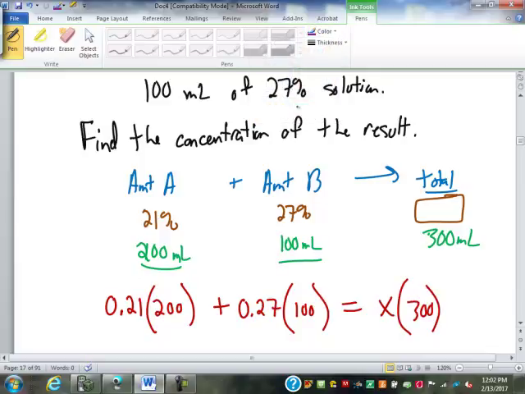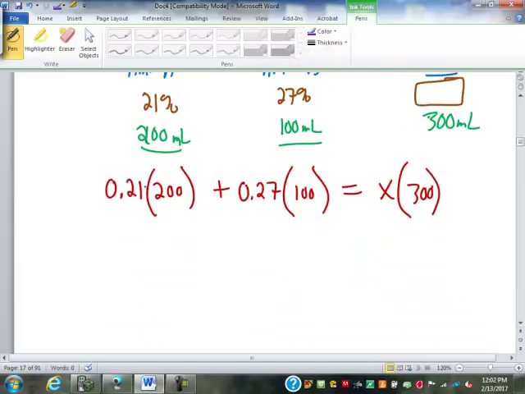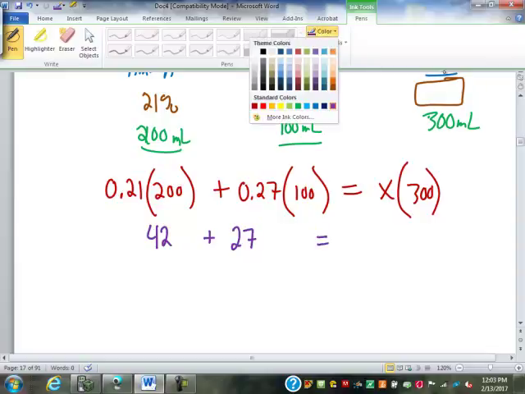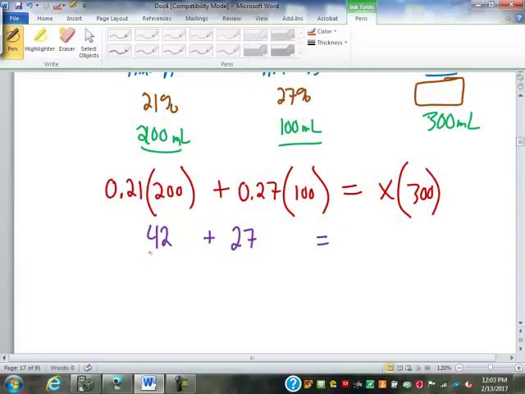So now let's go through this. We've got 0.21 times 200 is 42 milliliters. So there's 42 milliliters in solution A. 0.27 times 100 is 27 milliliters. So there's 27 milliliters in solution B. Before I move over to the right side, I'm going to combine those. 42 and 27 add together to give us 69 milliliters. Over here, I just have X times 300, which is 300X.